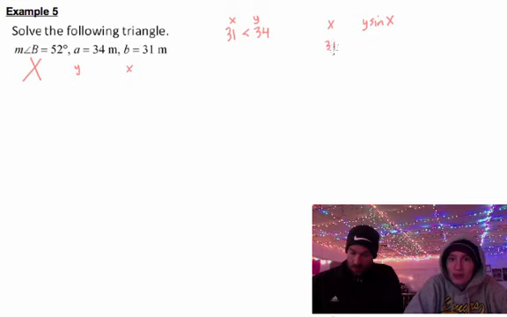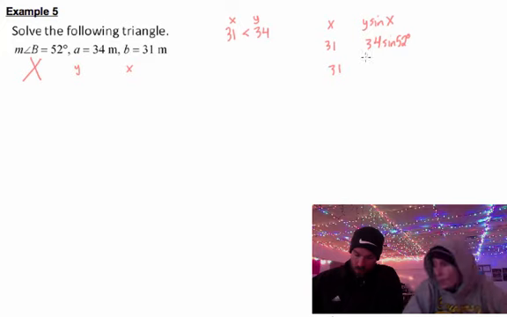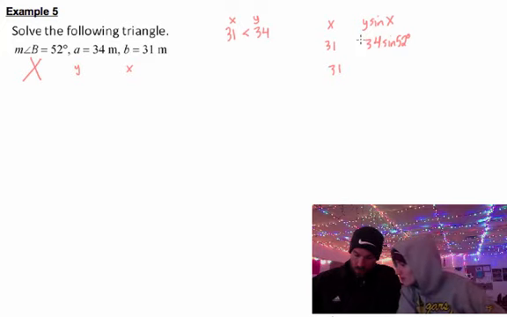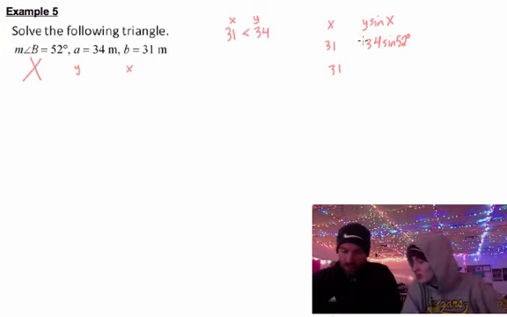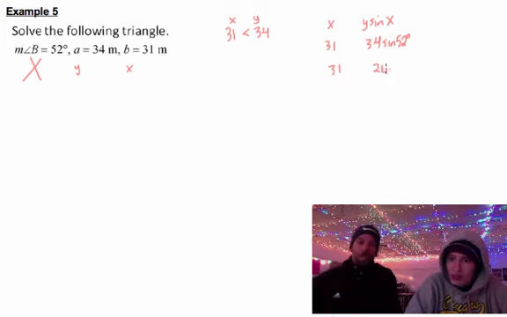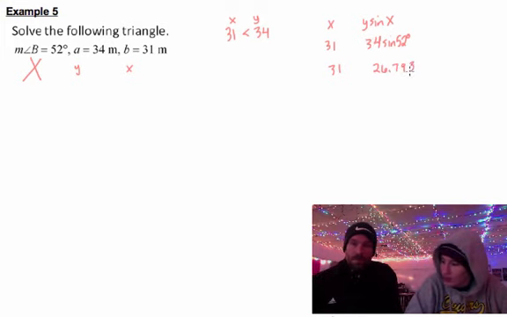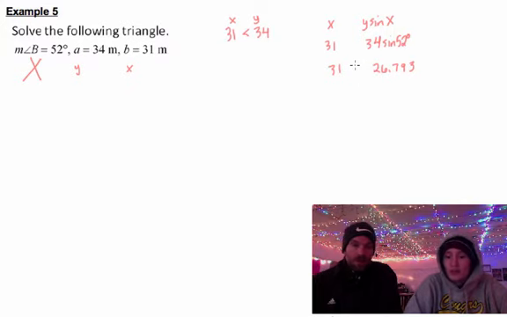So x is 31, this will be 34 sine 52 degrees. 34 sine 52 degrees. There you go, 26.79. Yeah, but we just basically need that 26 part. So x is larger. That's a bigger than situation, which means two triangles exist.